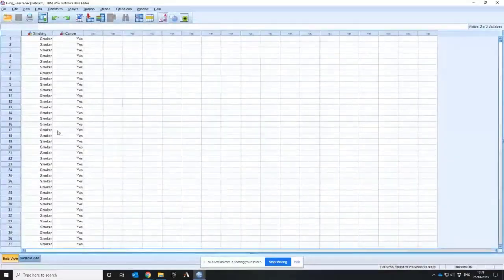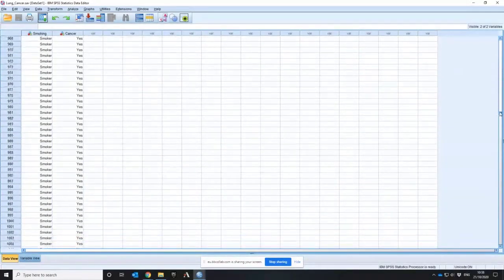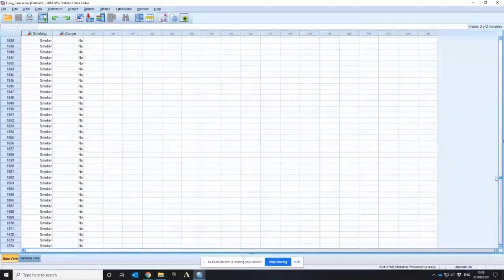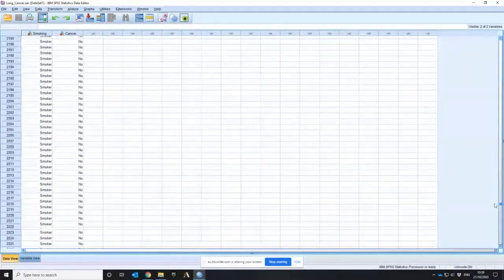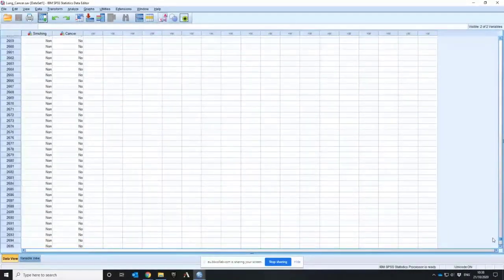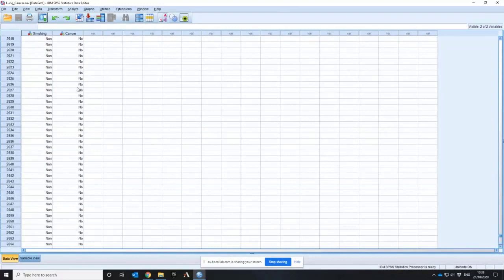Right, so this set of data has smoker and cancer. There's a lot of smokers. Looks like it's quite a long file. Yeah, there's lots of smokers with yes. There's some smokers with no. It's a very long file. We still haven't got to the non-smokers yet. Okay, there's some non-smokers and they've got no cancer.